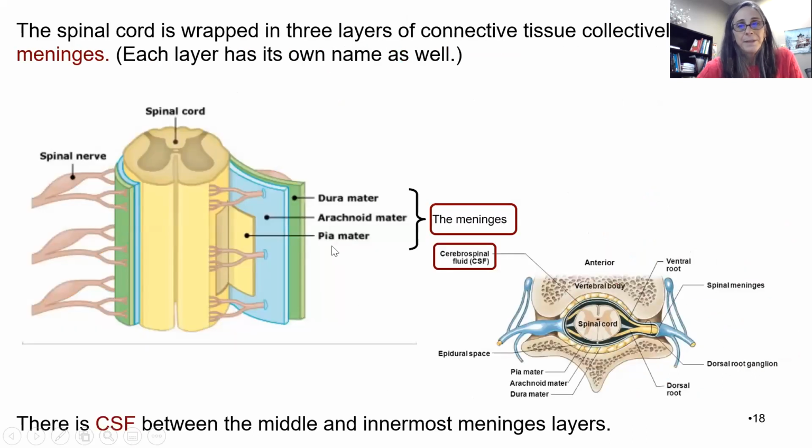I've already talked about the meninges, so I'm not going to continue. You do have pictures here of the meninges: dura, arachnoid, and pia. You can see that it's full of cerebrospinal fluid.